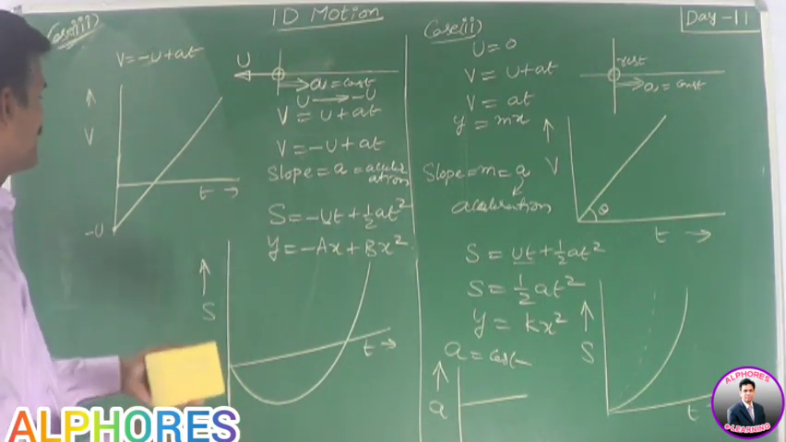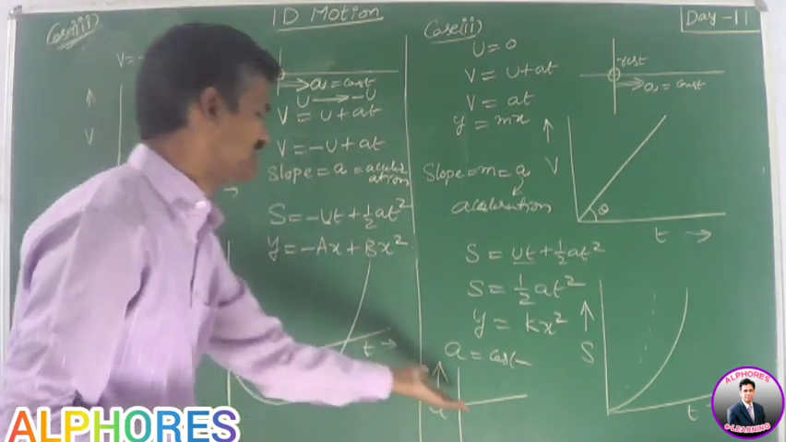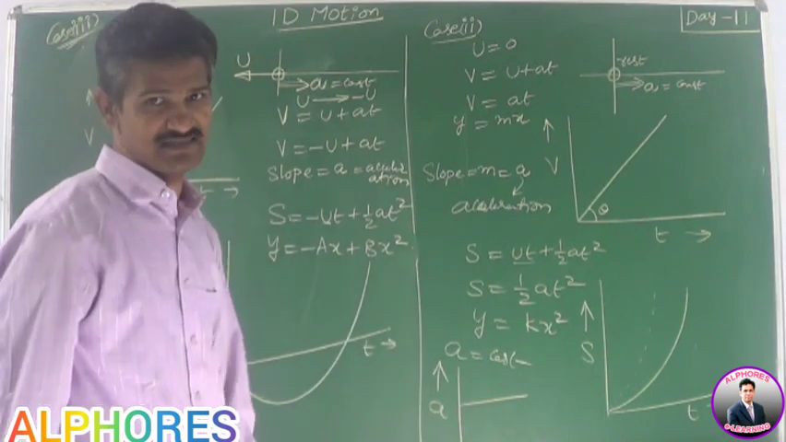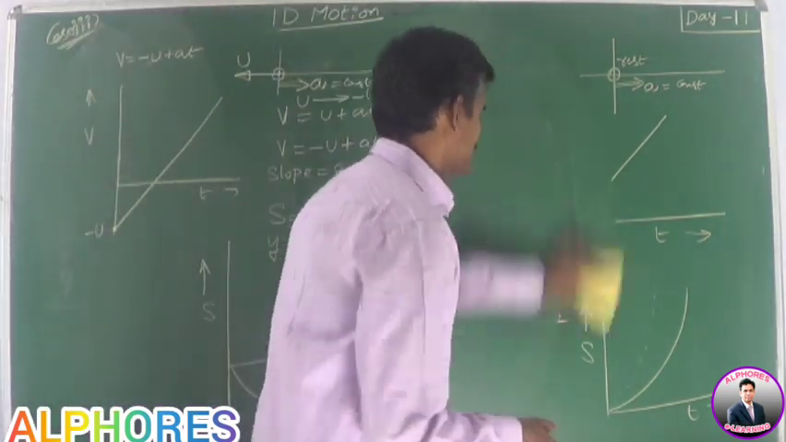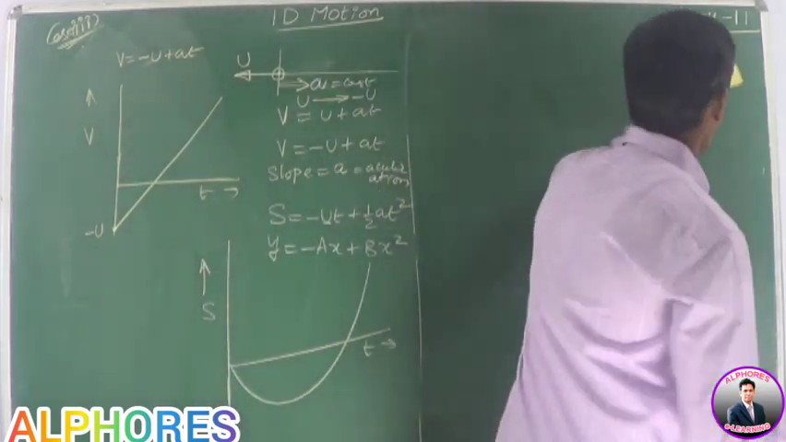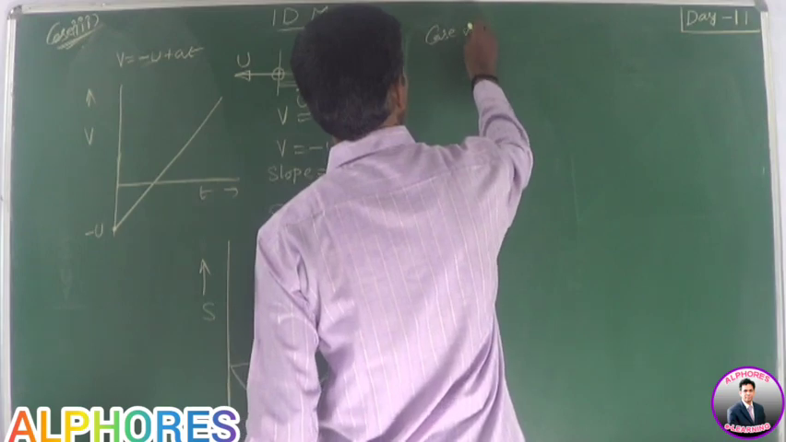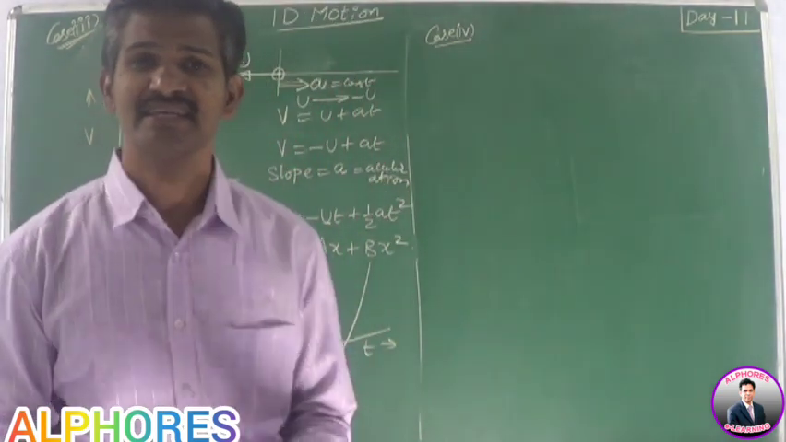Next, this is the displacement time graph. What is our acceleration time graph? The acceleration time graph is a constant line as in the previous cases. Next, what is our fourth case? Case 4. Here I am taking the acceleration direction as negative.